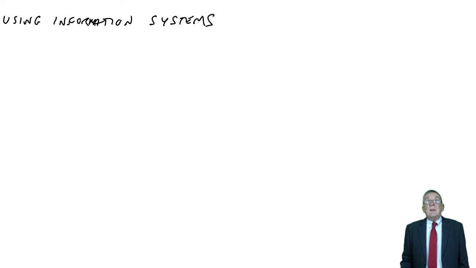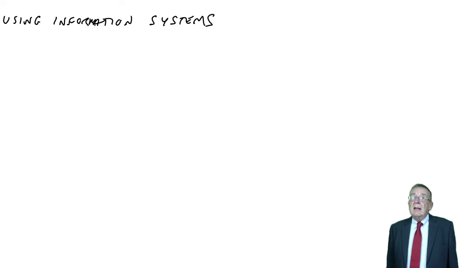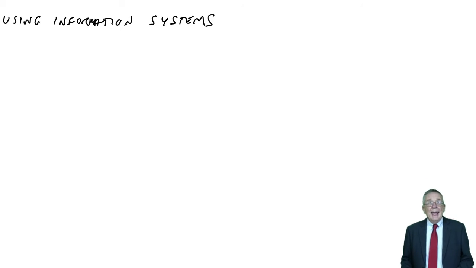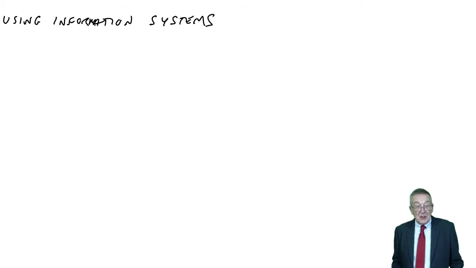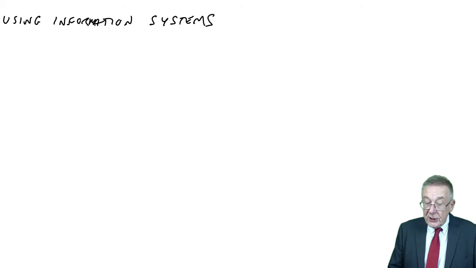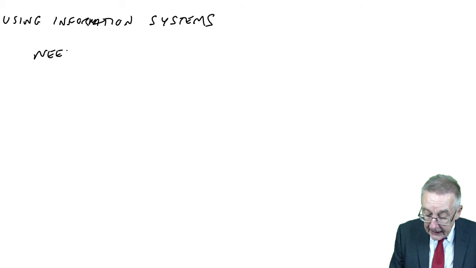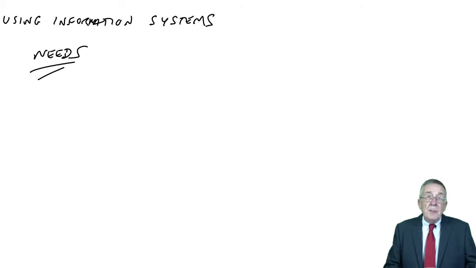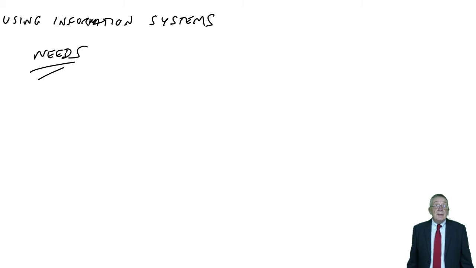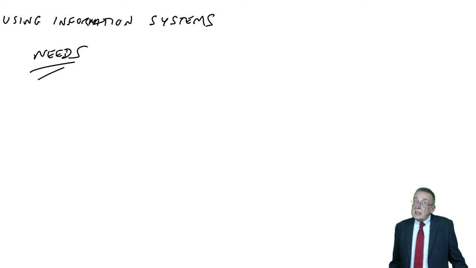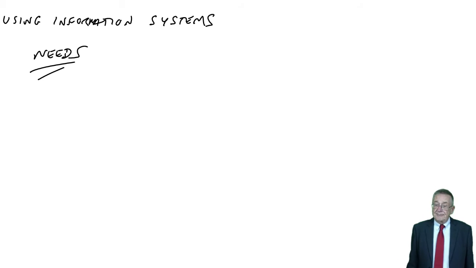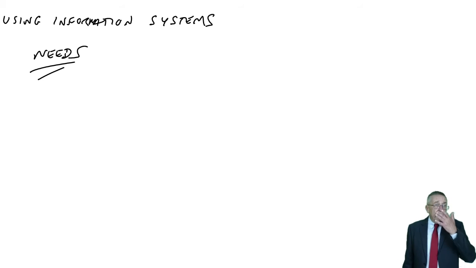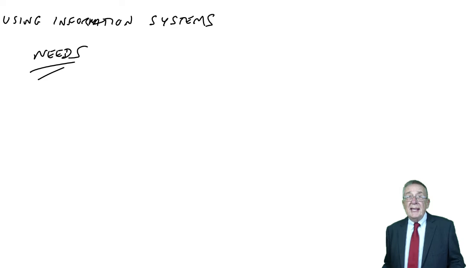Anyway, the first bit of this is very much, or should be, revision from paper MA, or if you did it a while ago, paper F2 as it was called. But the information needs for decision making, because different people in the organisation are making different types of decisions. And the different types of decisions need different information. And standardly, we talk about 3 levels of decision making.